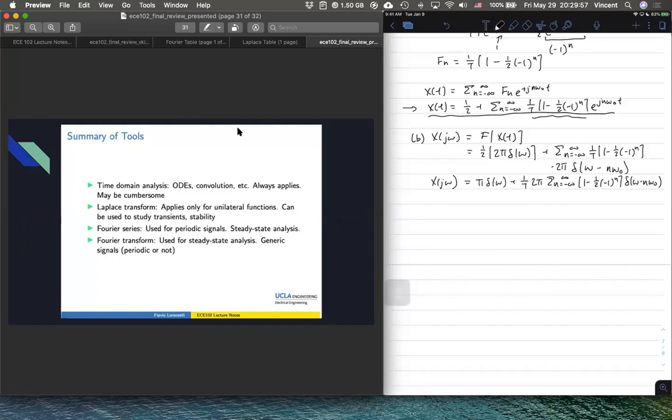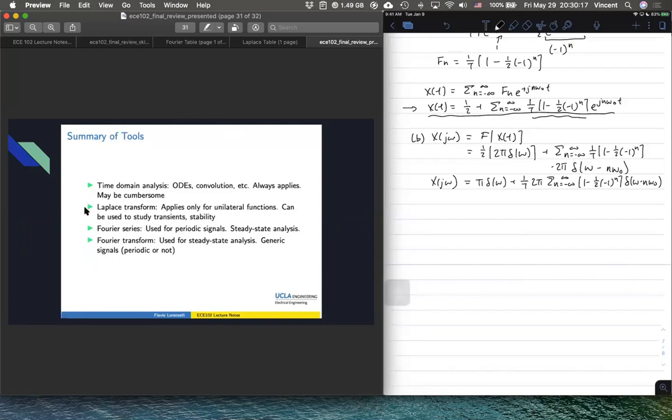So this is just a summary of everything we've discussed. We have time domain analysis. We use that for ODEs, convolutions. That always applies, but the reason that we don't use it is because it can take a long time doing integrals and convolutions and stuff.